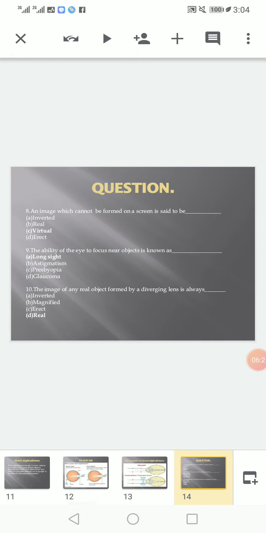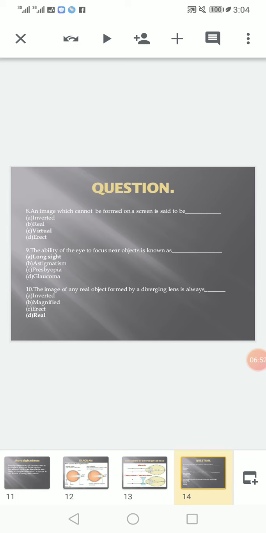Let's continue with our question. This question says, an image which cannot be formed on the screen is said to be virtual, which is D. Remember, a real image is formed on the screen, while a virtual image cannot be formed on the screen. The ability of the eye to focus near objects is called long sight. When the eye can only focus near objects, it is called long sight.